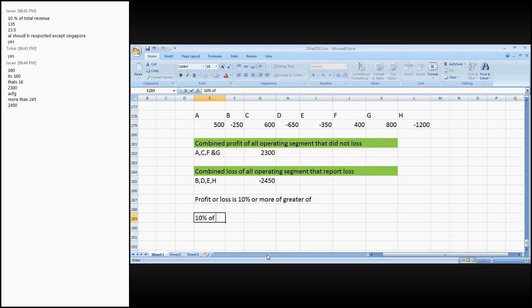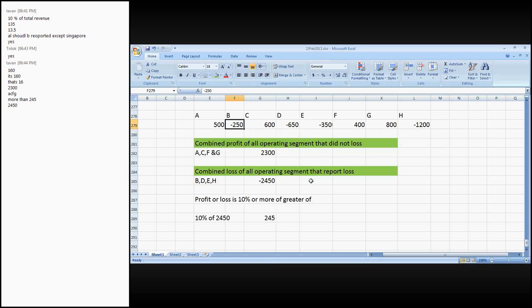We'll take the greater of these two terms, will not be emotional that it is negative. We'll take it in absolute terms. In absolute terms, 2,450 is greater. And in absolute terms, we get 245 as the profit or loss is 10% or more of greater of. So anything above 245 in absolute terms will be considered as a reportable segment. So in this case, all of these are reportable segments.